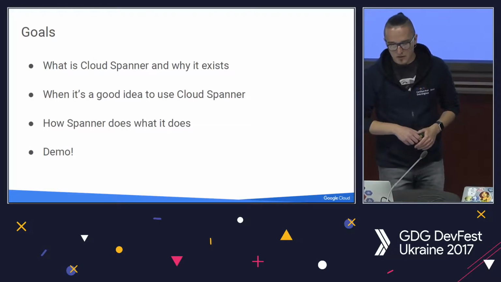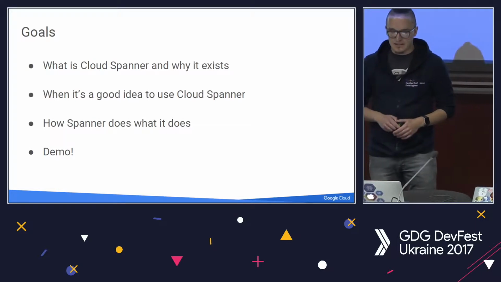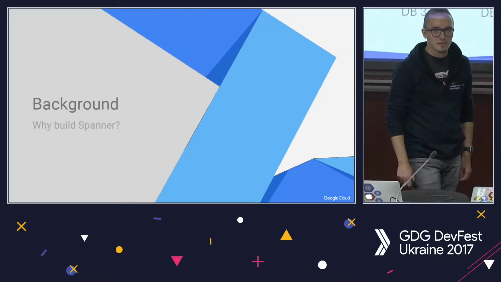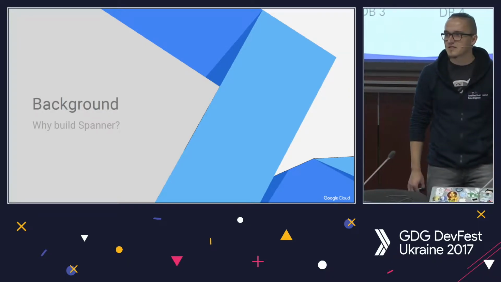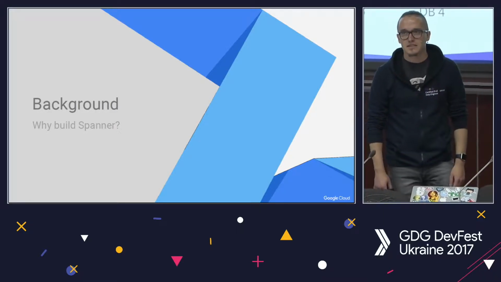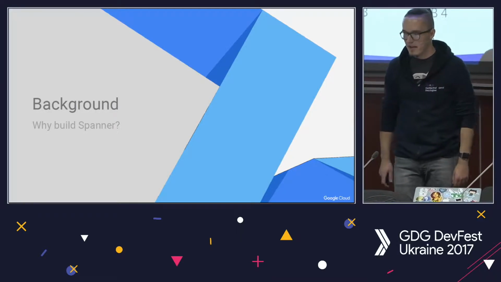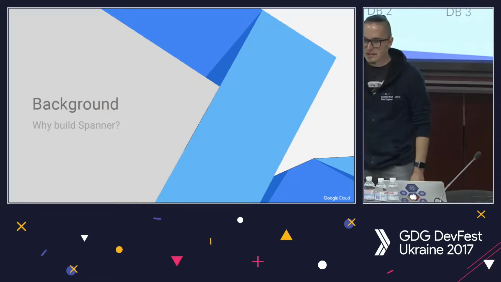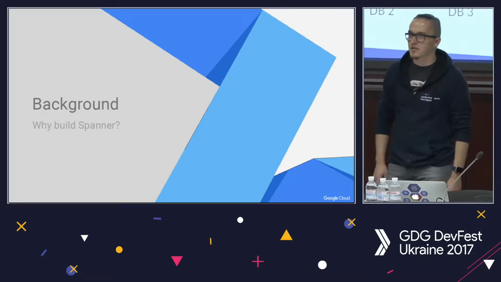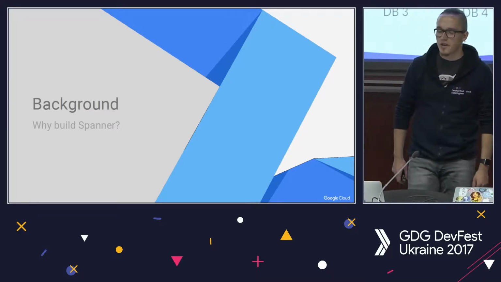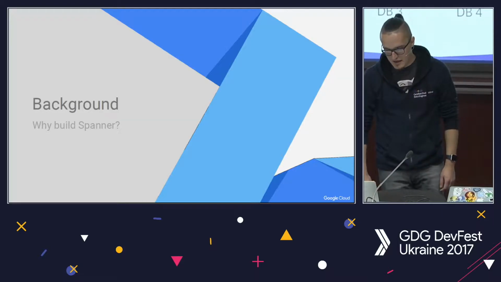So what is Cloud Spanner and why does it exist? The picture behind me is the typical web scale pain for someone who has started developing whatever application they have started with a relational DB. So at some point you hit the limitation of one master which serves your writes. You start sharding, you start doing replicas, you start getting more and more infrastructure overhead on the database layer.